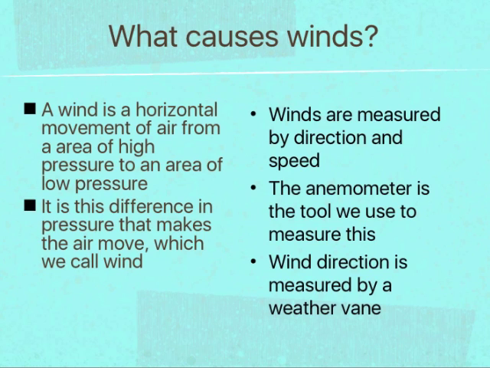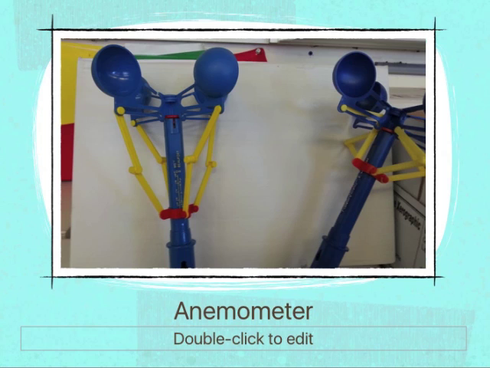So a difference in air pressure is what causes the air to move, which we call wind, and we measure winds by their direction and speed. So an anemometer is used to measure wind speed. This is a photograph of anemometers that we have in school, and that measures wind speed. The little cups catch the wind, and then you read that scale, and that red circle rises up and down and allows you to measure the wind speed.